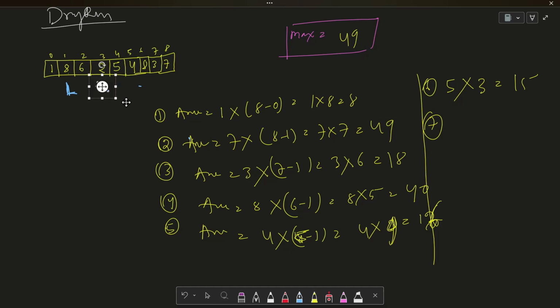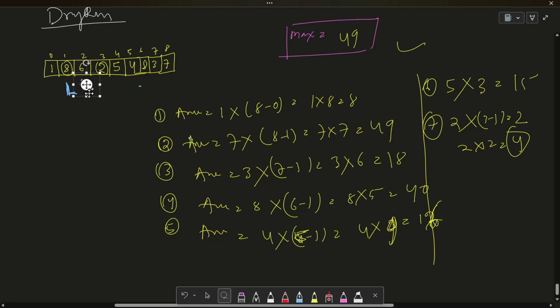to here. When we moved, the minimum became 2, right? 2 is the minimum between this 8 and 2. And what is the width? 3 minus 1. How much? 2. 2 into 2 equal to 4. Maximum is still there. Again, we are going to move the right one only because right one has the shorter length here.